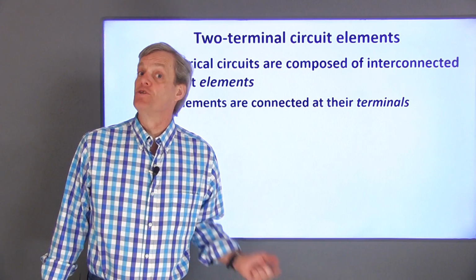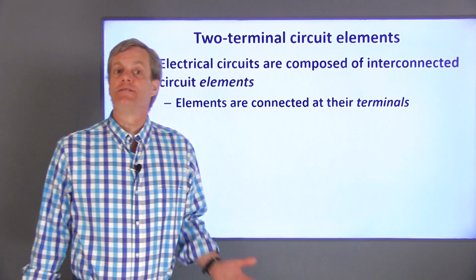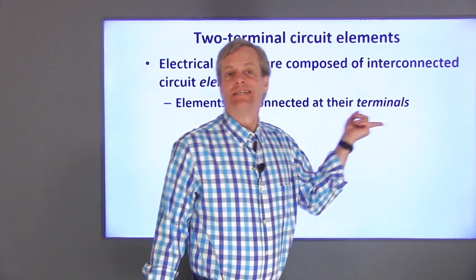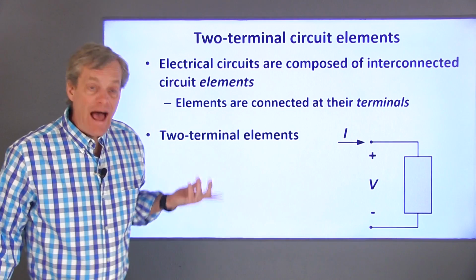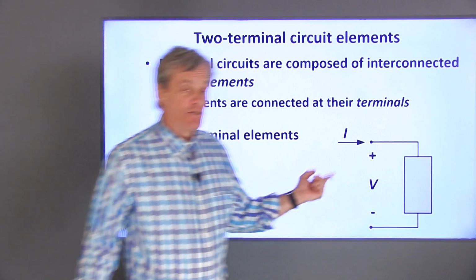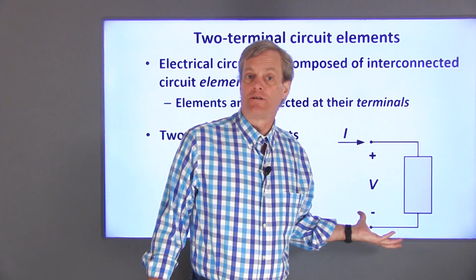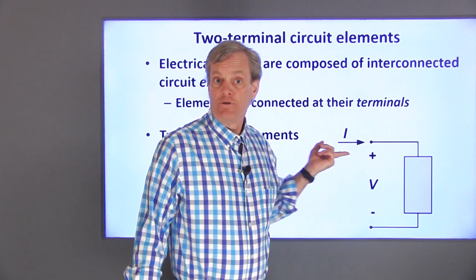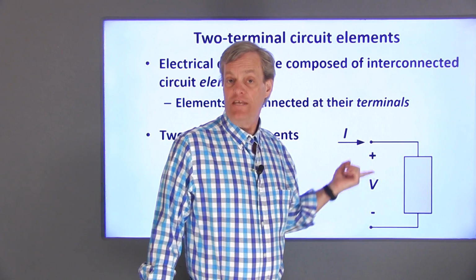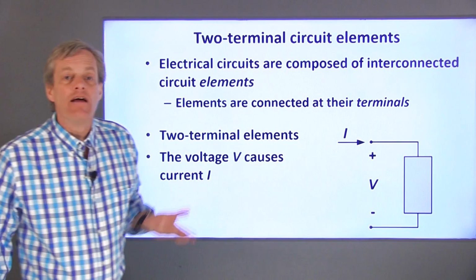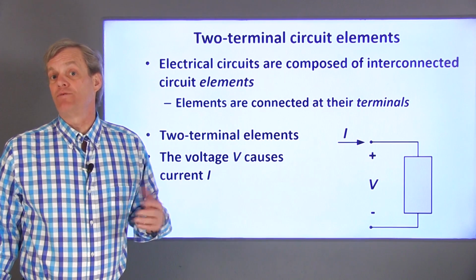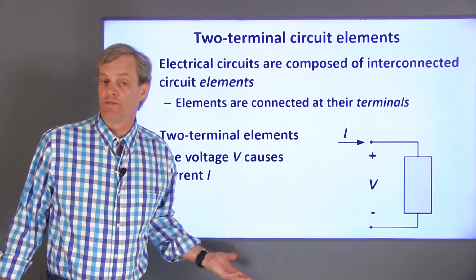All electrical circuits, no matter what their purpose is, consist of interconnected circuit elements. These elements are interconnected at their terminals. For now, I'll only talk about circuit elements that have two terminals. This is a picture of a generic two-terminal circuit element. The current I flows into or out of the circuit element, and there is some voltage difference V between the terminals. Every circuit element is mathematically described by a relationship between the voltage and the current at its terminals.